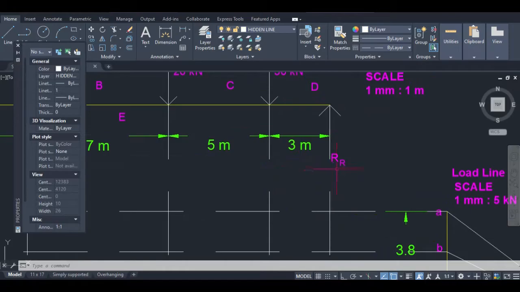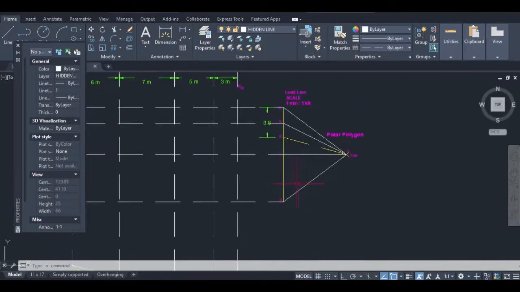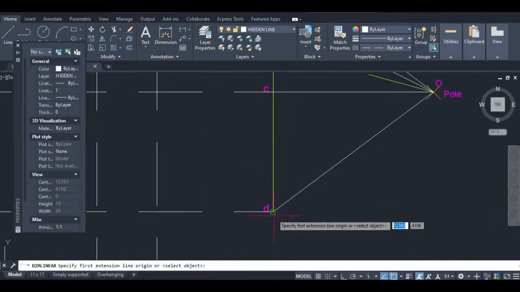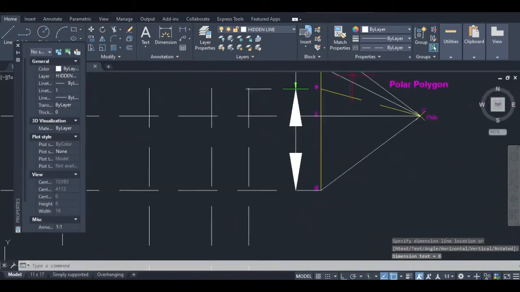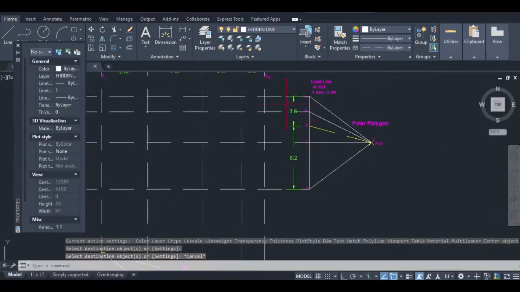So now let's look at the reaction on the right. It is between space D and E, so it is DE. So let's go back to our load line and find that DE, and that's reaction right, or the right reaction. Then I'm just going to match properties. And we see it's 8.2.